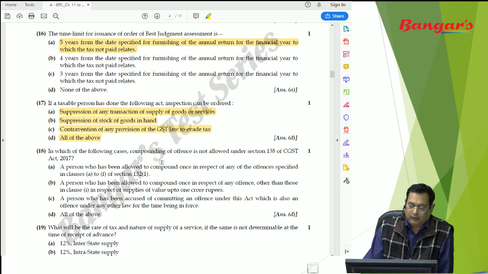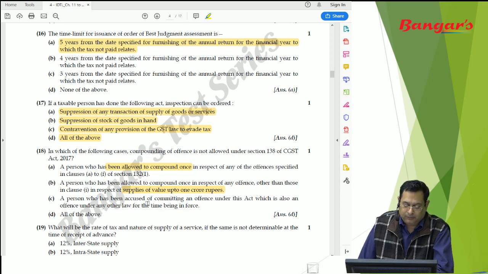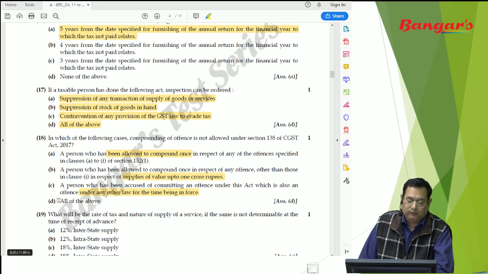In which of the cases will the compounding of offense not be allowed under section 138 of the CGST Act? A person who has been allowed to compound once won't be allowed to compound again if the offenses are of the nature 132 1A2F. Then, a person who has been allowed to compound once in relation to an offense other than one in respect of supplies of value up to rupees 1 crore. Then, a person who has been accused of committing an offense under this Act, which is also an offense under any other law. So in all these cases, compounding would not be permissible. And the last one is all of the above. The answer will be all of the above. The answer will be D in this.